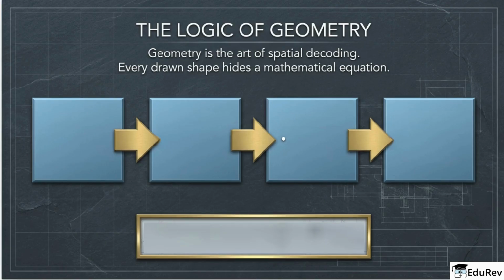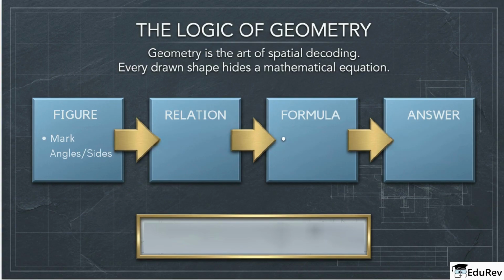The logic of geometry begins with a very practical sequence: figure, relation, formula, answer. First, mark the angles and sides that are visible. Then, look for symmetry, similarity, or any hidden proportionality. After that, apply the shortest useful formula rather than forcing a long calculation. Finally, verify through the options if needed.